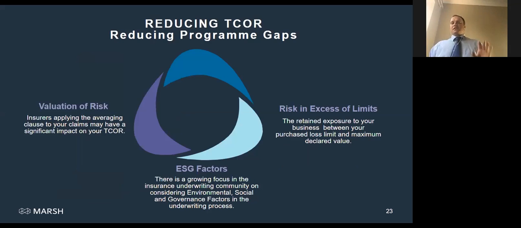Okay, so that's optimizing your insurance program. Now we go to the next step, in terms of reducing your program gaps. First off, you start by ensuring that your risks are appropriately valued, as insurers applying the averaging clause to your claims may have a significant impact on your total cost of risk. Next, you look at the risk exposure in excess of your insurance limits. This is the retained exposure to your business, which sits between your purchased insurance limit and your maximum declared value. Lastly, and very topical these days, you need to start thinking of your ESG factors as part of your going to market strategy. Next slide.